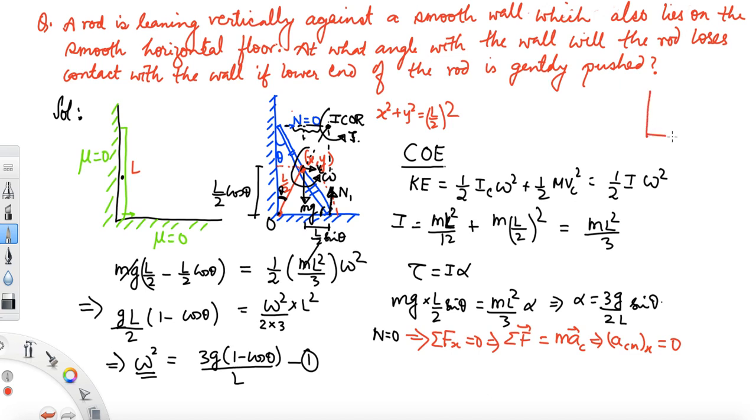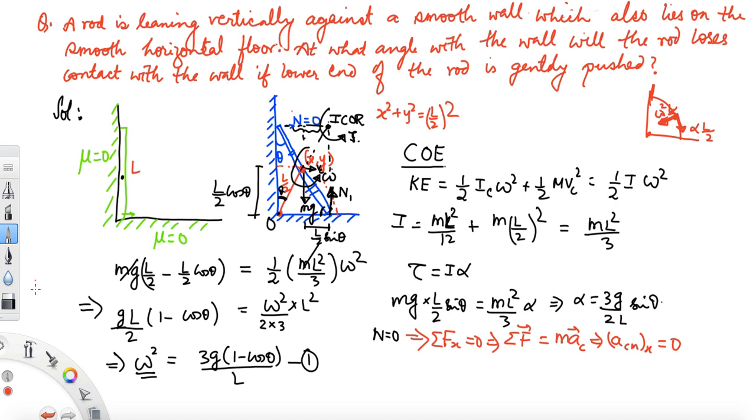Now look at this condition. If you consider the center of mass moving in a circle at this position, the center of mass has alpha times L by 2 as the tangential acceleration, and another component, omega square times L by 2. Now these are the two components of the acceleration of center of mass, right? One is the normal component and another is the tangential component.